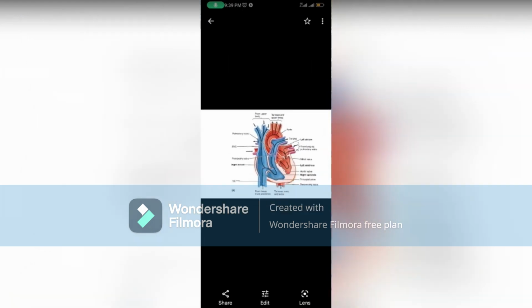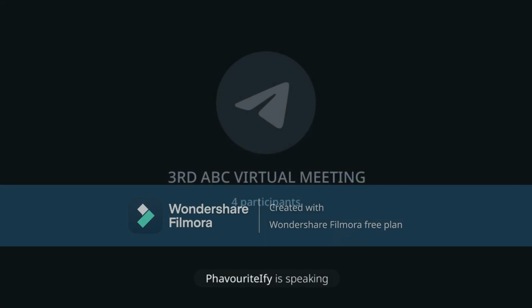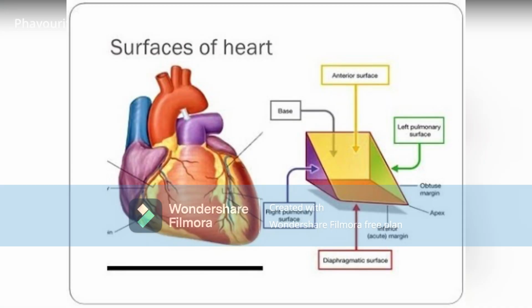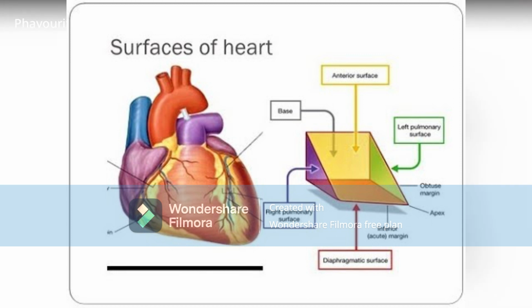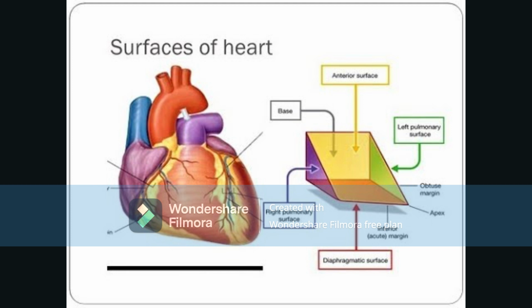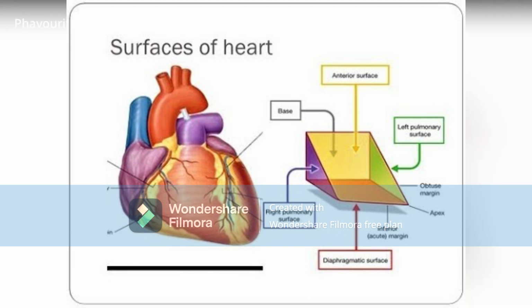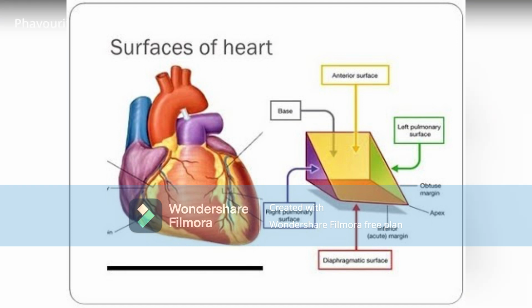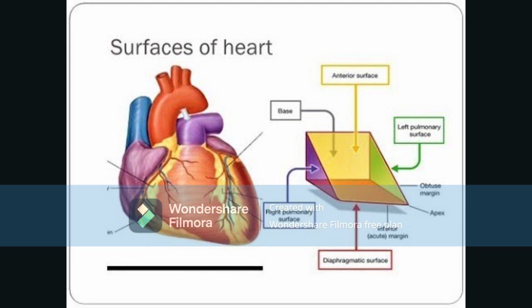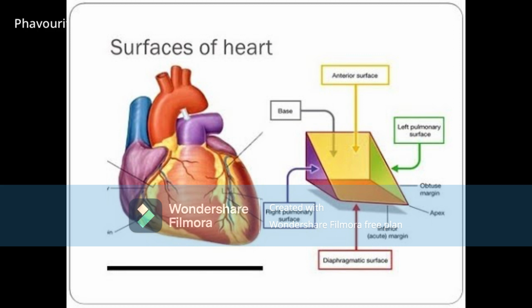The next thing I'll talk about now is the surfaces of the heart. The heart has 4 surfaces. It has the anterior surface, that is the sternocostal surface. It has the diaphragmatic surface, that is the inferior surface. It has the right pulmonary surface and the left pulmonary surface.